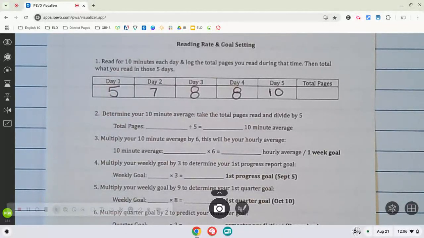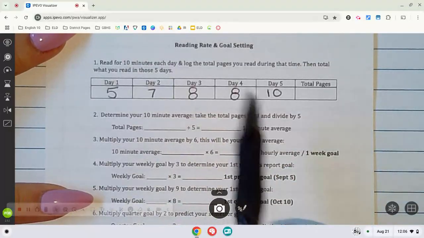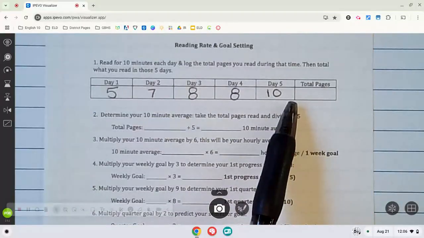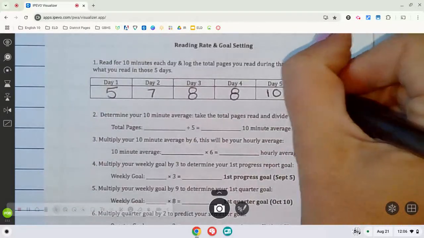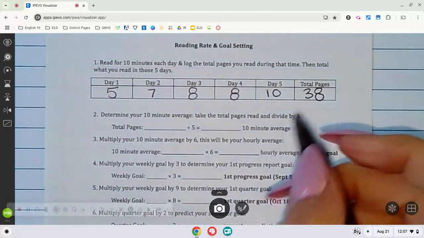All right, today, ladies and gentlemen, we are going to be creating our reading goals based on what we have read so far. So the directions are all in here. I'm just going to walk you through it. What you're going to do first is total up the pages that you read for these 5 days. No shame if you need a calculator. It's okay. Especially as we get into some of this multiplying and dividing, it might be a little easier.